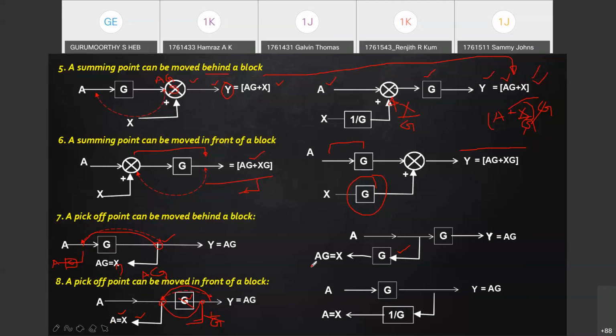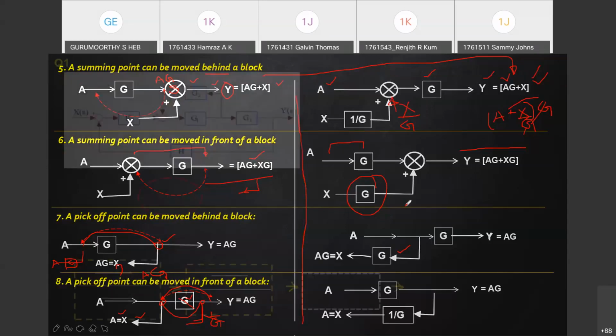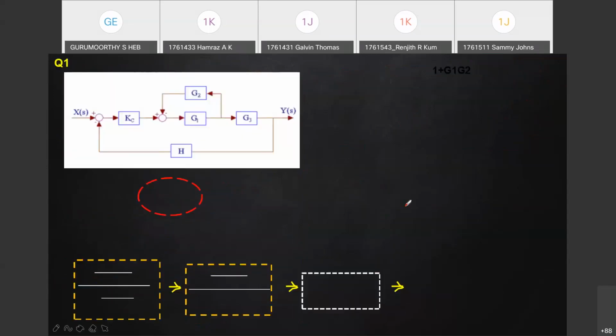This is what is called block diagram algebra. If in the exam you are asked to show some of the block diagram reduction techniques, then all these, 1 2 3 4 5 6 7 8, you have to show, and these are to be used when you solve a problem. There are some more we will see later. Before that, let us try to apply whatever we have studied so far. Question number 1. Look at this block diagram.